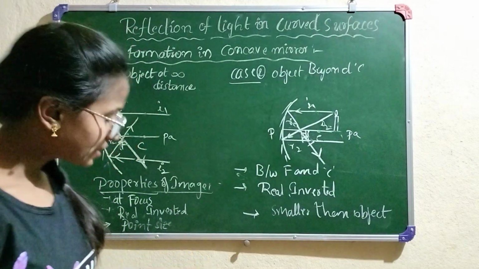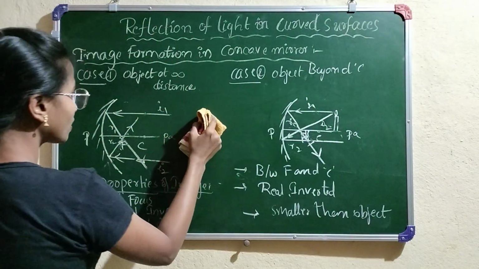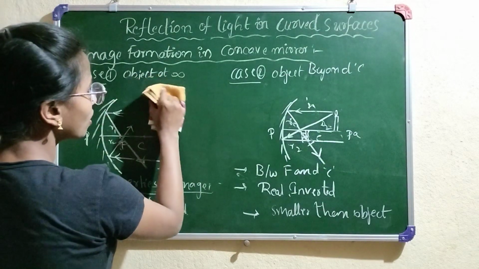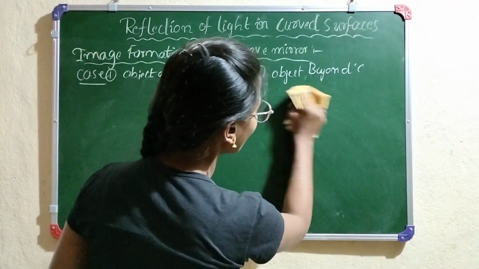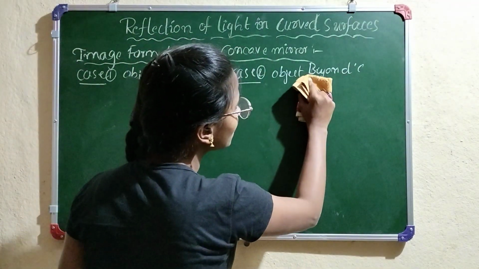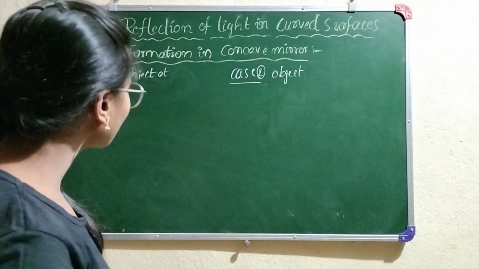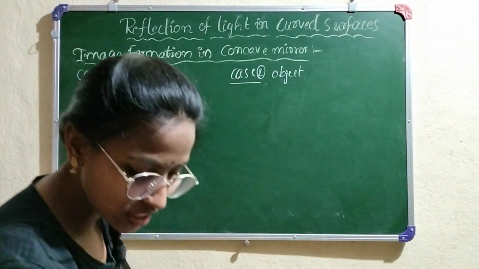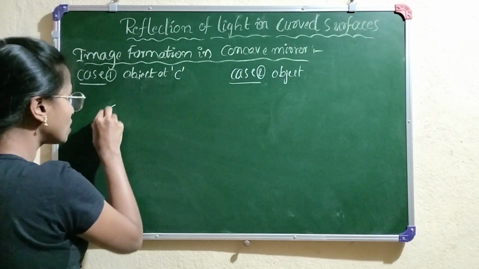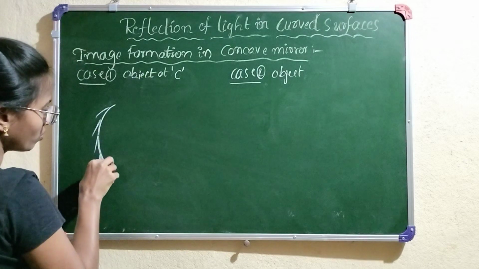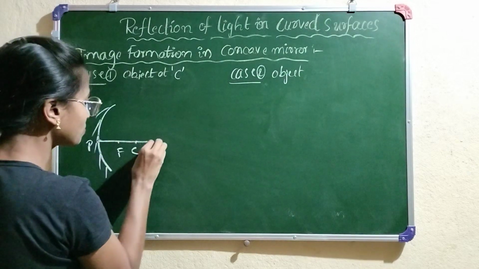Yes, we'll see case 3 also. Am I clear, all of you? Now we'll see case 3. Again we are keeping the object a little closer, which means at C, at the center of curvature, I am keeping an object. C means the center of curvature. Now I am taking the same concave mirror. This is the pole, this is the center, this is the focus, this is the principal axis.